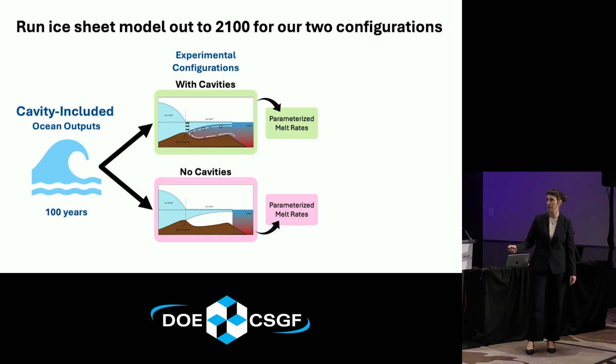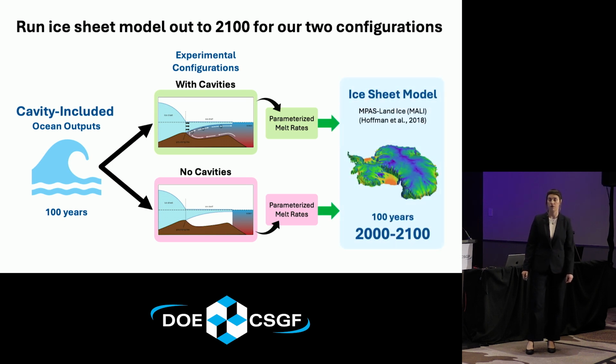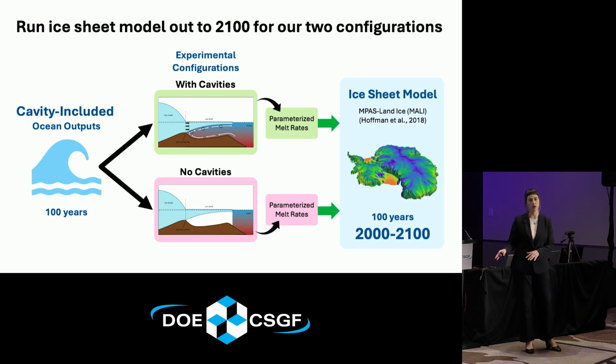Right here this is just the ocean information, but we can take the ocean information and we can parameterize melt rates from that. And then we can use those melt rates and force an ice sheet model with that evolving basal melting information. And again, this ice sheet model is going to run forward from 2000 to 2100. And so this kind of modeling experiment is what's known as a standalone ice sheet modeling experiment, where we have the Earth system model running first, and then we give those outputs to an ice sheet model separately.